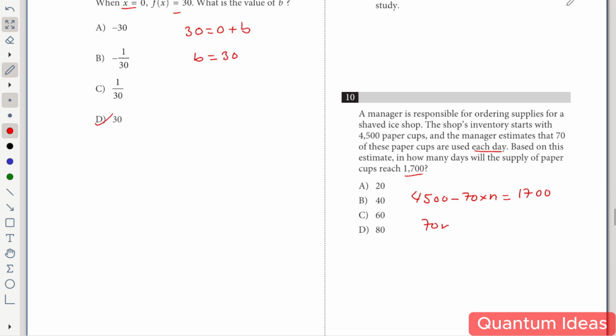That is, 70n will be 4500 minus 1700. So n will be (4500 minus 1700) divided by 70. Let me use the calculator. You will get 40. So that is our final answer.